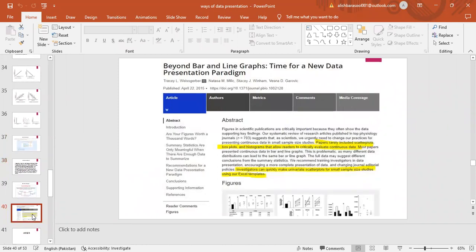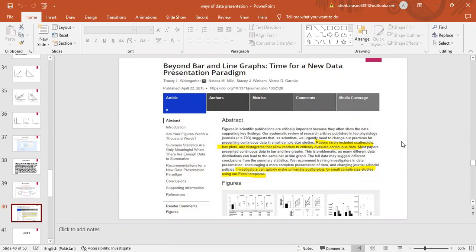Following is the article I found on the time for a new data presentation. It's called Beyond Bar and Line Graphs, Time for a New Data Presentation Paradigm. Figures in scientific publications are critically important because they often show the data supporting key findings. Our systematic review of research articles published in top physiology journals suggests that as scientists, we urgently need to change our practices for presenting continuous data in small sample size studies.